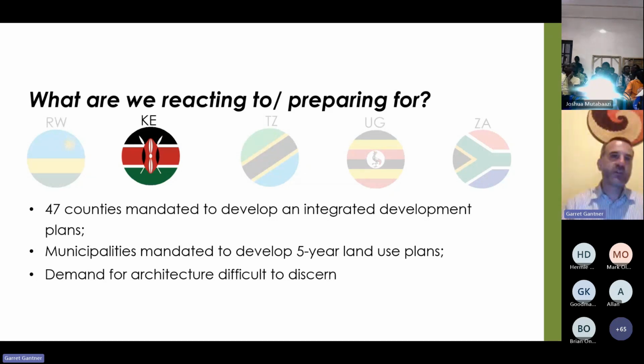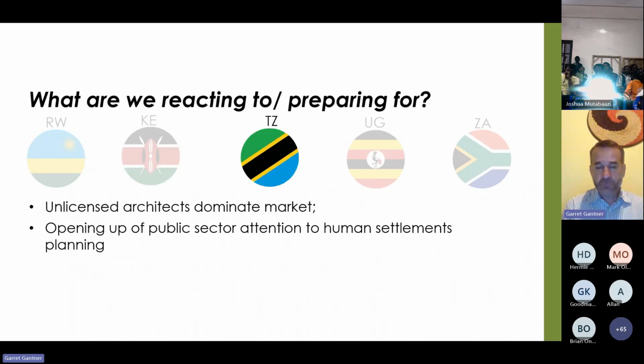Kenya, for example, at this point in time, the governmental structure of Kenya had just gone through a devolution process where a lot of the power was moved from a centralized authority to the counties, of which there are 47 in Kenya. And every single one of them was supposed to develop their own municipal land use plans, their own regulations, their own spatial development frameworks. But the demand for architects, because those tasks are largely in the urban planning discipline, the demand for architects themselves was quite difficult to discern.